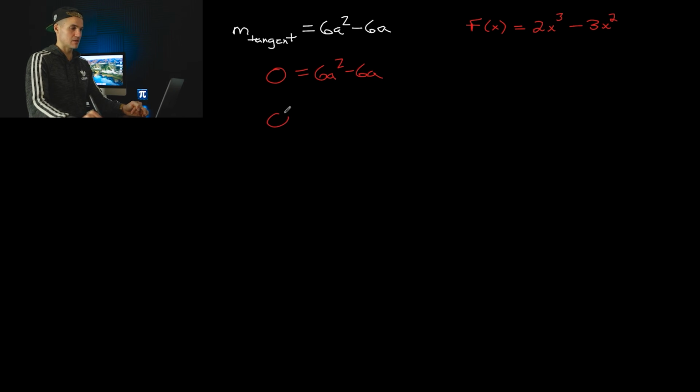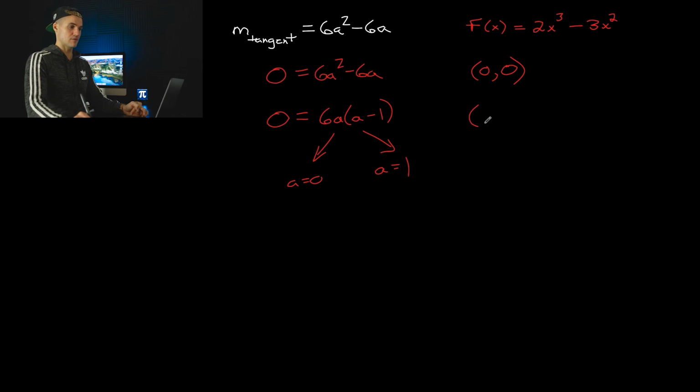And so what would happen is we can then factor this, so 6a, and then we would have a minus 1, like that. So the two x values where that's happening are an a value of 0 and a value of 1. If you wanted to get the full coordinates, plug in 0 here. If I plug in 0 here, I would get 0. And then if I plug in 1 over here, I'd get negative 1, like that, right? So those are the two answers for part B. That is basically where the tangent line is going to be horizontal.